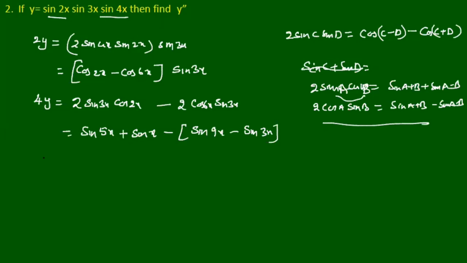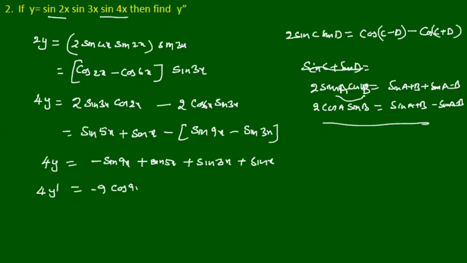So totally 4y is equal to, the greatest term is minus sin 9x, and then sin 5x, sin 3x is positive, and then sin x. Okay, so now what is 4y dash? This is minus 9 into cos of 9x, plus 5 into cos of 5x, plus 3 into cos of 3x, plus cos x.